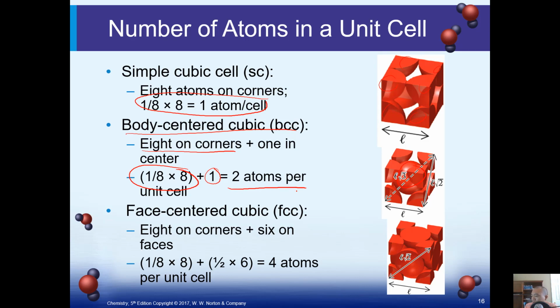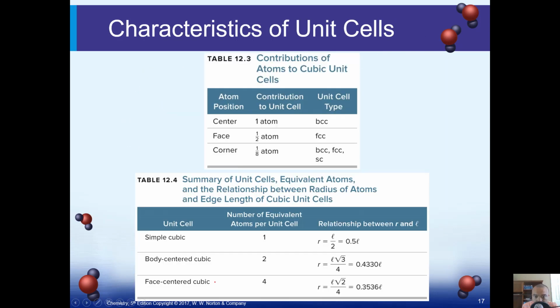For the face-centered cubic unit, 8 corners each contribute 1/8, times 8 corners. And you also have 6 faces, each with a face-centered atom. Each face-centered atom contributes a half, so times the 6 faces, you will have a total of 4 atoms for each unit cell. The characteristics of cubic unit cells are summarized in these two tables here. The contributions of the number of atoms in the unit cell for each location, the face, body, and corner atoms, are summarized over here.